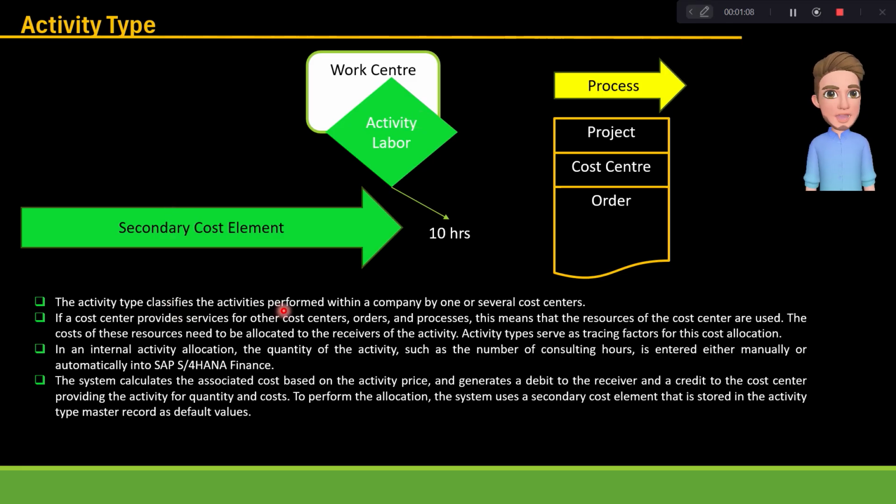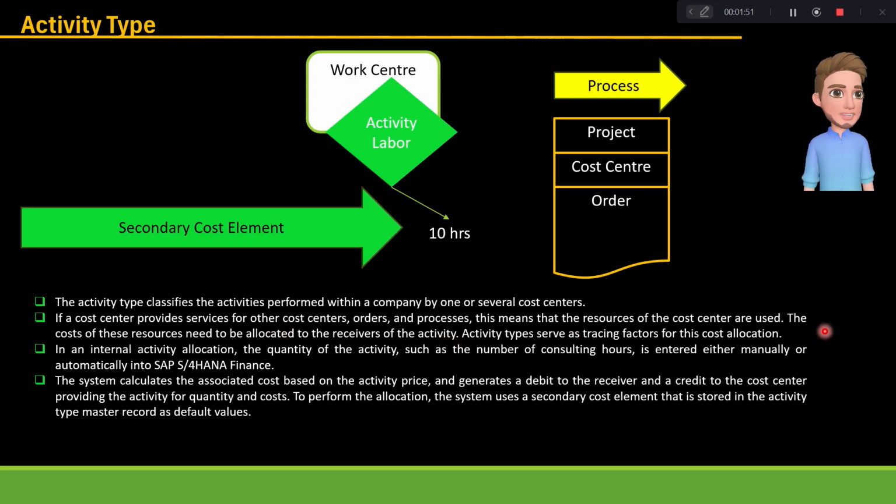The activity type classifies the activities performed within a company by one or several cost centers, right? Let's say you have a production unit where you have multiple work centers. The first work section is cleaning or washing, the second is decolorizing, the next is breaking it into sugar cubes, and then packing. So you have four work centers. In all four work centers you typically have labor activities. For each work center you assign a cost center, and then you distribute your total activities across each of these, right?